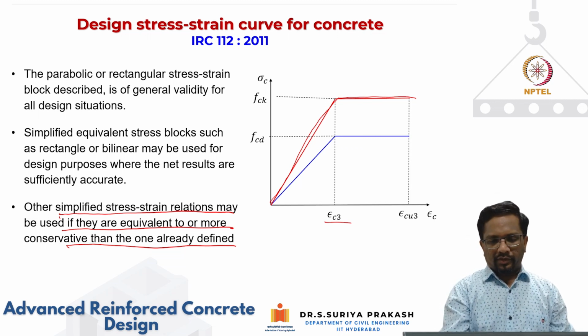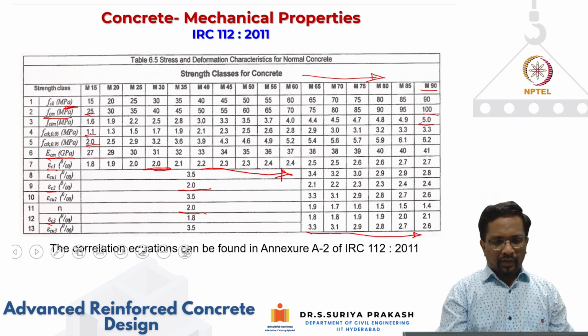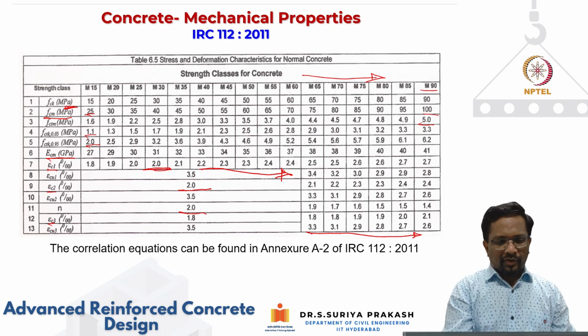So this is actually, it should be epsilon C2. So if you go back here, so this is what we have. Sorry. So this is epsilon C3. That's correct.